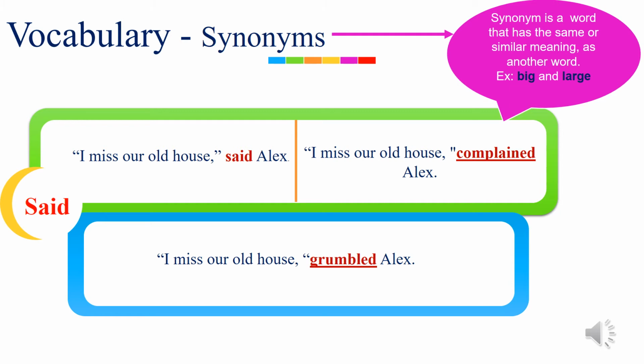Look at the next one. I miss our old house, grumbled Alex. Grumbled and complained are words that have a similar meaning as said. So read the lesson thoroughly and answer the questions in the exercise book.